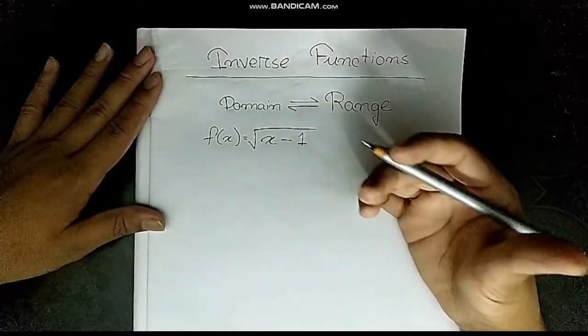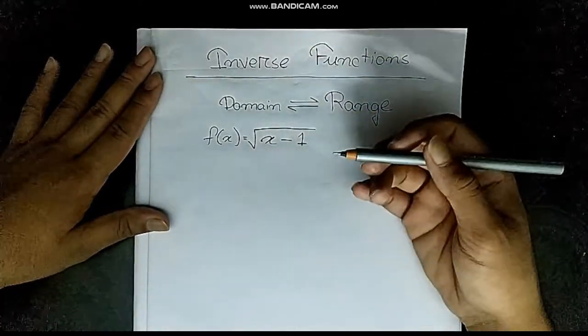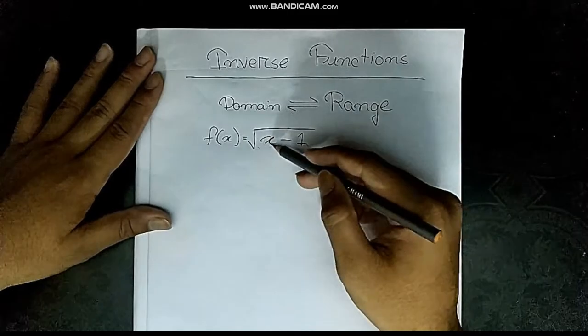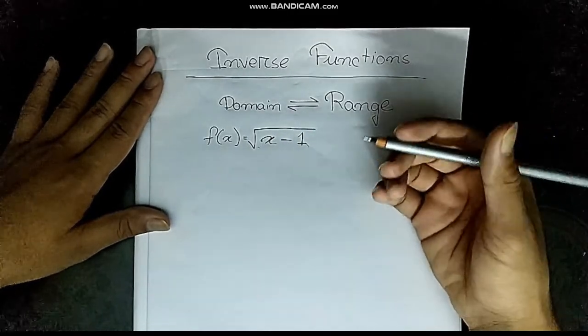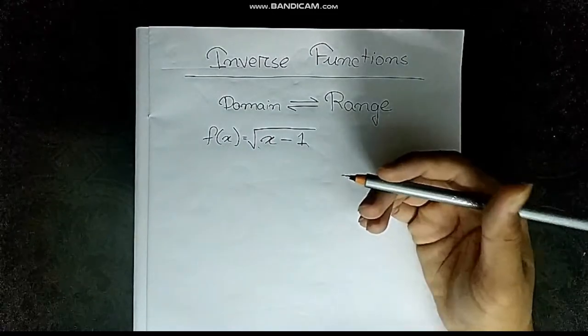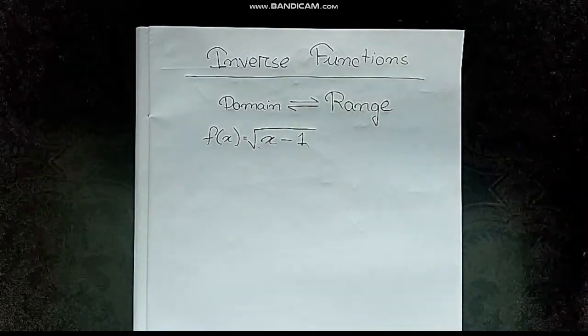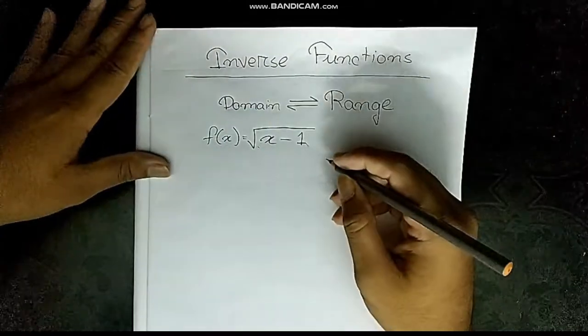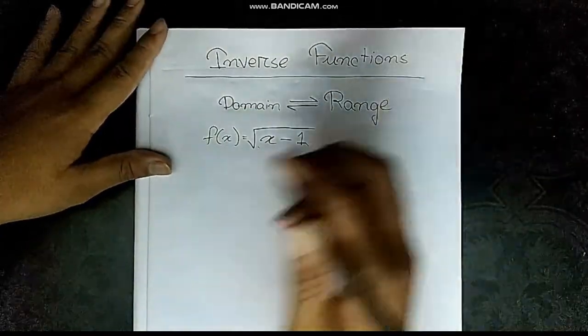Under the root there will be no negative, so this whole expression x minus 1 should be greater than or equal to 0. That means the x values should be starting from 1 up to positive infinity. Now, how do we find the inverse function?